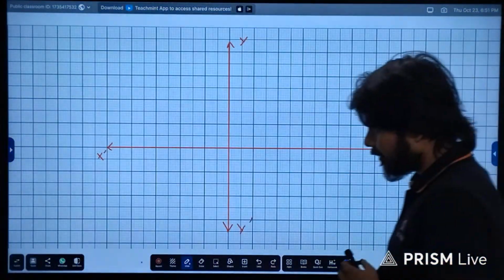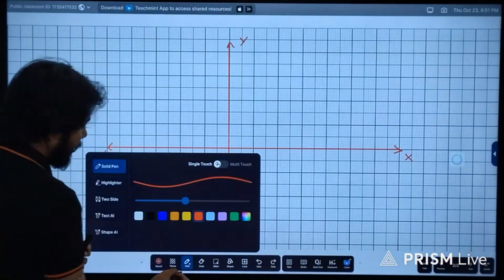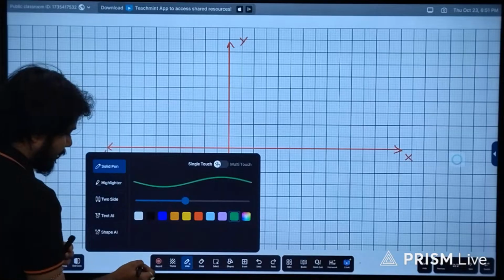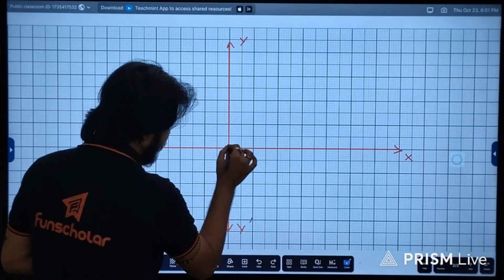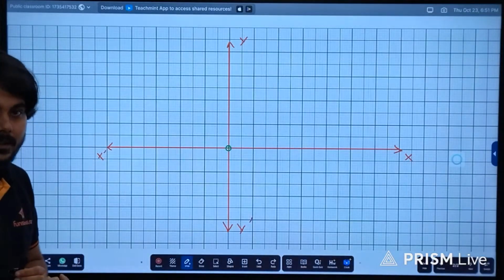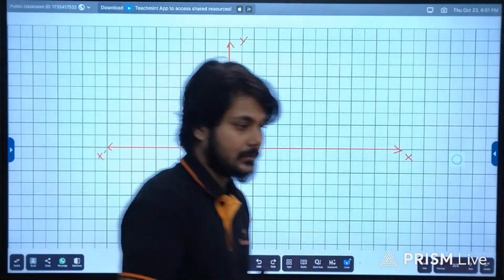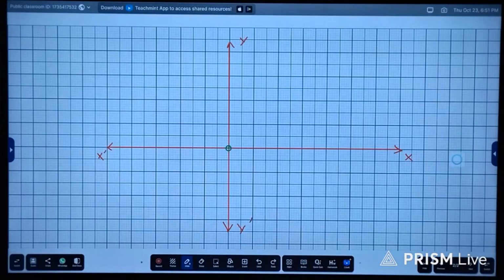So if we need to plot this point (0, 0), then we simply plot here. This is (0, 0). I don't know if it is visible. Let me check.